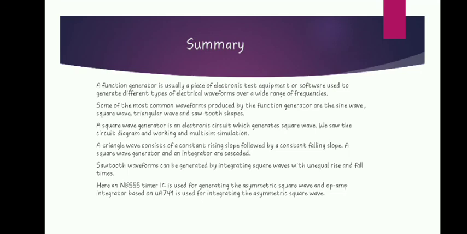A sawtooth waveform can be generated by integrating square waves with unequal rise and fall times. That is, an asymmetric square wave is integrated by an integrator circuit, and finally we get asymmetric triangular waves, which is nothing but sawtooth waves. We saw the sawtooth wave generator using an NE555 timer IC with a UA741 op amp.